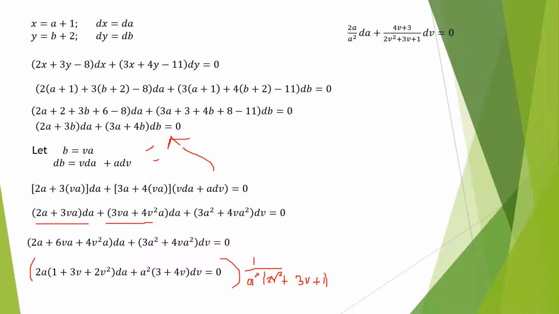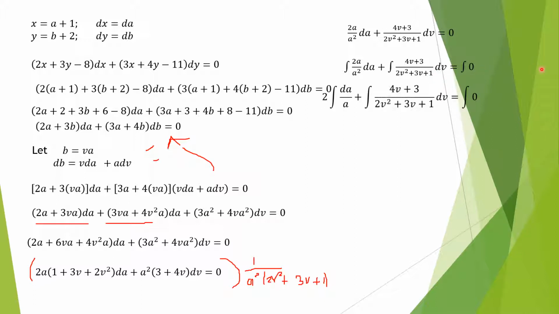So this gives you the differential equation. Further simplifying, that's the integral of 2a over a squared dA plus the integral of (4b + 3) over (2b squared + 3b + 1) db is 0. Integrating, simplifying, that's dA over a plus the integral of (4b + 3) over (2b squared + 3b + 1) db is 0. Now you notice that your u is 2b squared plus 3b plus 1.